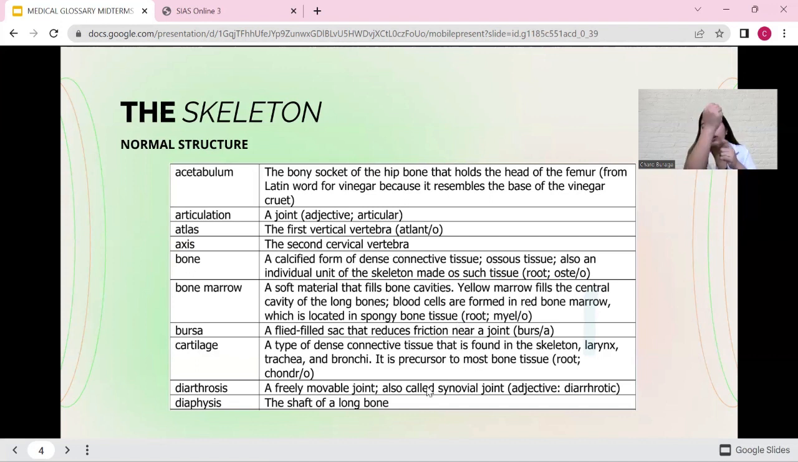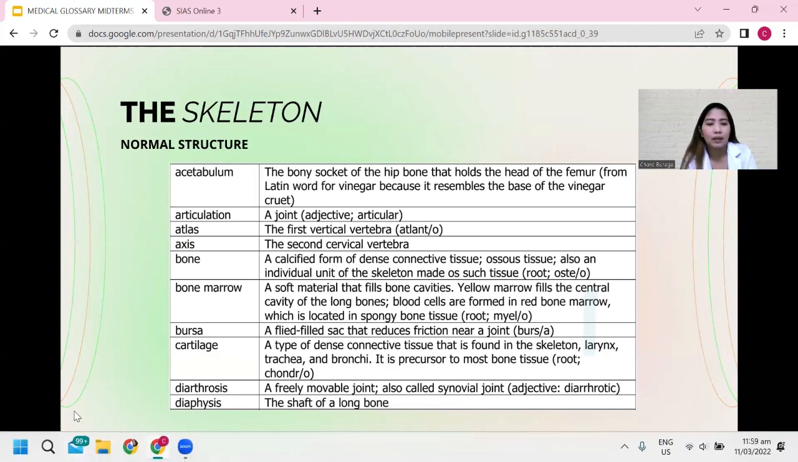So, diaphysis, it is the shaft of the long bone. So, the long bone, example, this is the long bone. Buto natin dito, long bone. So, yung shaft nito, ang tawag doon is the diaphysis. Okay?